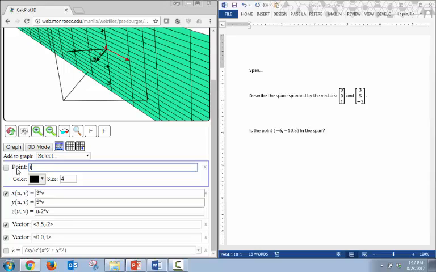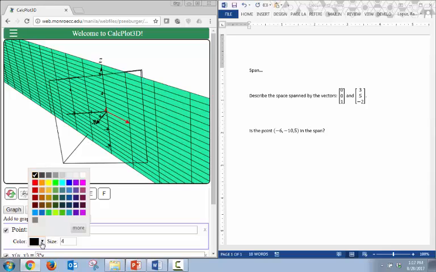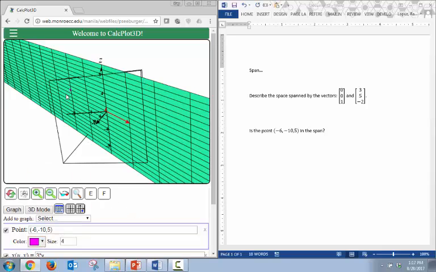Okay? So if I plot this as a point, this is -6, -10, and +5. Now let's make this, what color should we make it? Purple. You can see that vector right there goes up 1, and then -2 of these grid marks opposite of this vector right here. See how we got there?